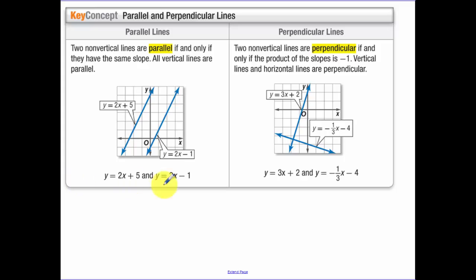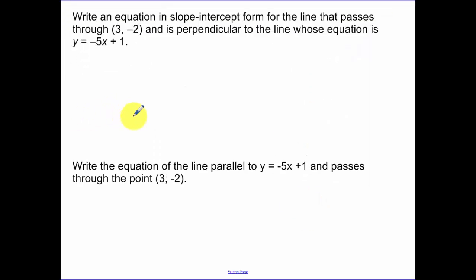Parallel and perpendicular lines. Parallel lines, same slope. That's what you need to take notes on. Parallel lines, same slope. Perpendicular lines, their product is negative 1. I think about it as they are opposite reciprocals. One slope is 3, the other one's negative 1/3.